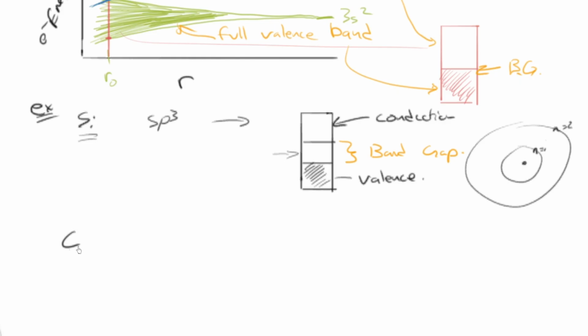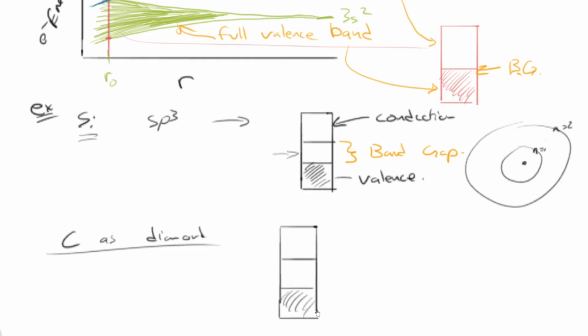Another example would be carbon as diamond, and it's going to look very similar to silicon, except the band gap is bigger. So we get the valence band, the conduction band, and think of this band gap as how much energy you'd have to put in to ionize an electron away from its nucleus. But in this case, the band gap is a little bit bigger.